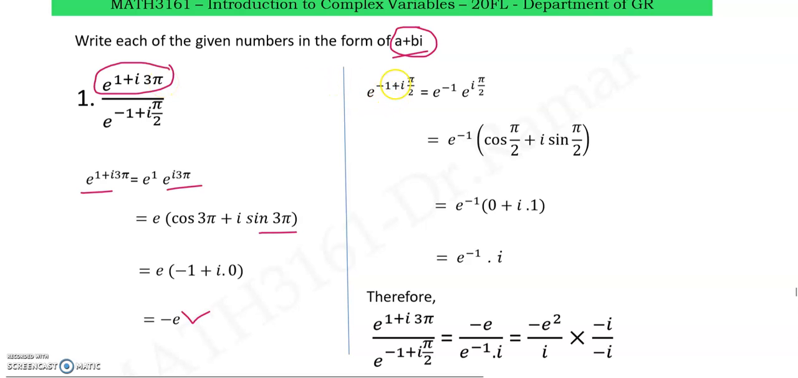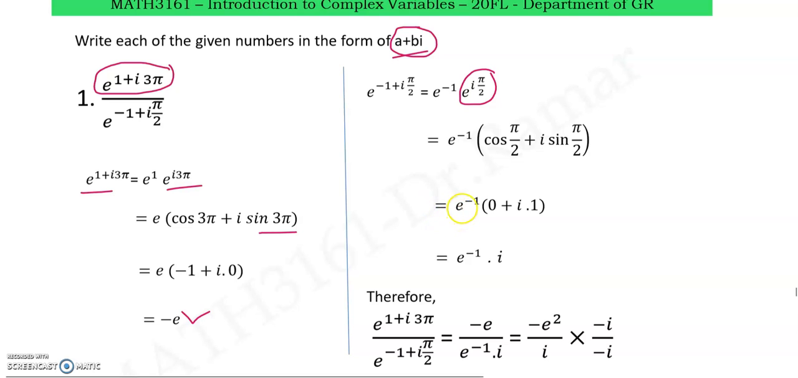Now e to the power minus 1 plus i pi over 2, that is in the denominator. So now again you separate this: e power minus 1 into e power i pi over 2. Now apply Euler's formula here. So now e power minus 1 times cosine pi over 2 plus i sine pi over 2.